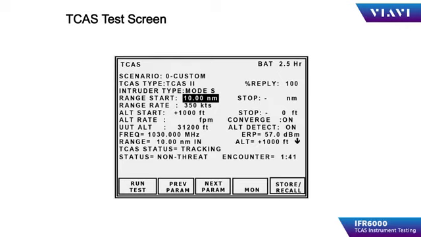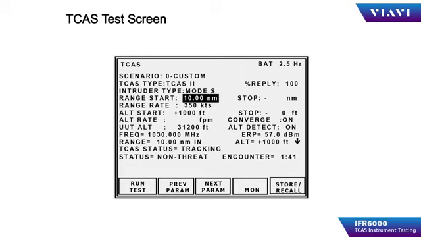Once the TCAS scenario is set up, the TCAS in the aircraft is set up to operate as it normally would in flight. These setups would include satisfying weight on wheels, air-ground switch in the airborne condition, landing gear in the retracted position, and radio altimeter. The operator presses the Run Test soft key to initiate this scenario.